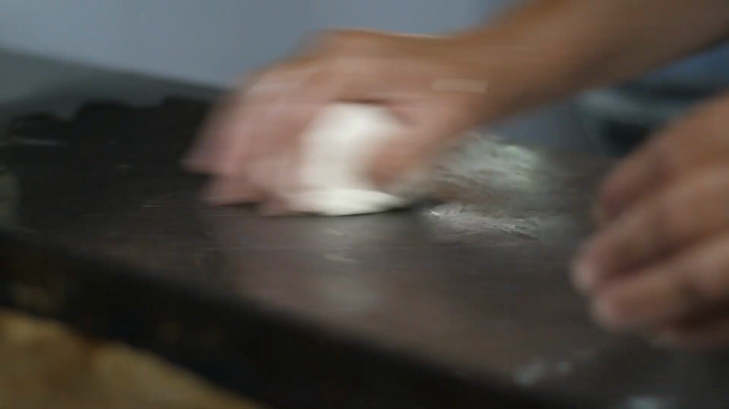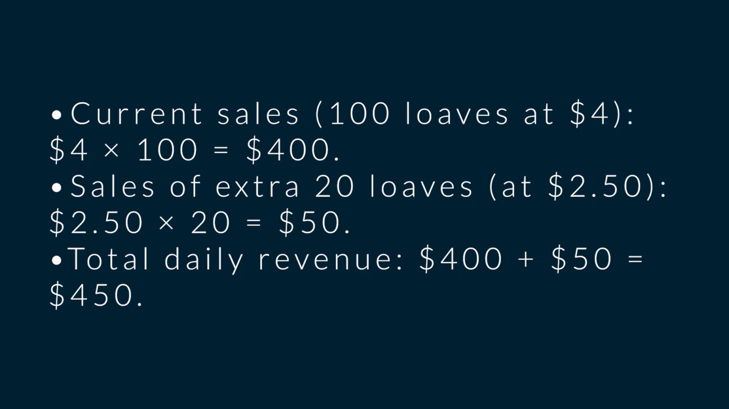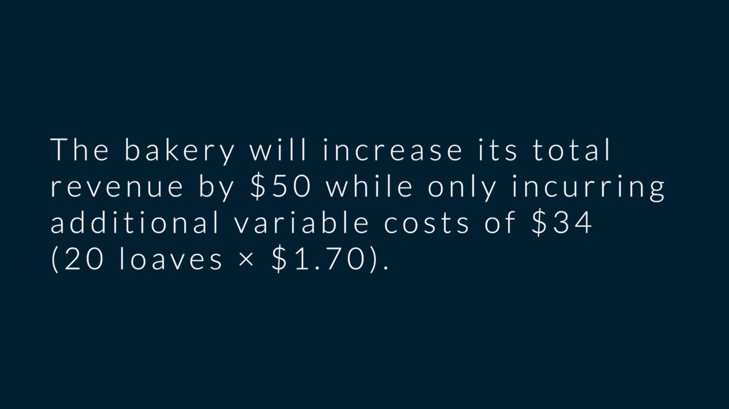So how does this affect the business? So our current sale will be 100, the first ones, times 4, which means we are making 400. Then the extra, which is 20, multiply that by 2.50 will give us 50, which means our daily revenue is 450, which means the bakery will increase its total revenue by 50 while only incurring additional variable cost of $34. That is 20 times 1.70.